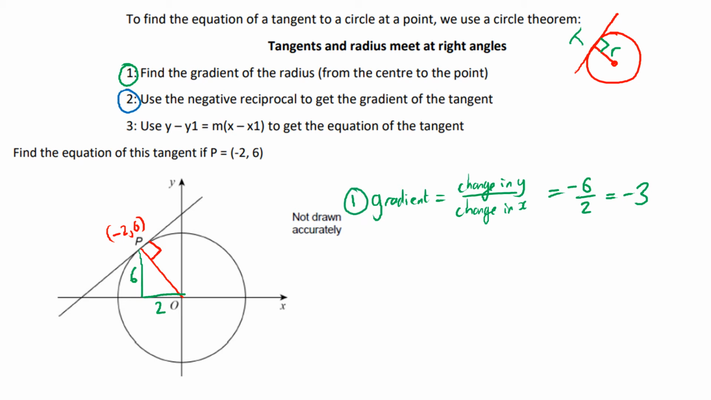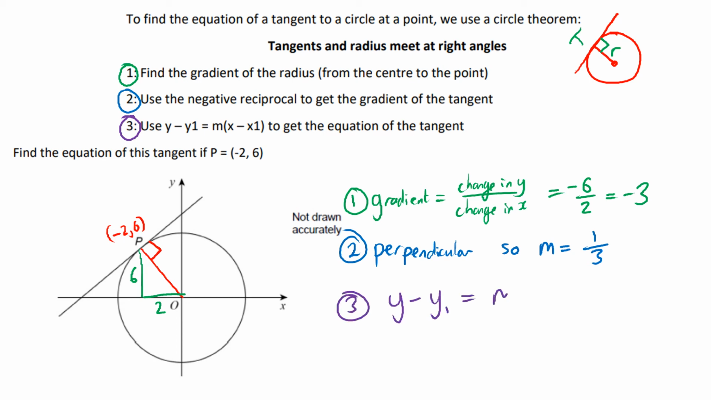We're then going to use step 2, which is to use the fact that these two lines are at right angles, so they're perpendicular. And perpendicular means that the gradient we actually want to use, because we want to find the equation of the tangent here, is the negative reciprocal of what we just found. So m is not -3, it'll be positive, and it'll flip over to a third. Okay? And then the third step is to use our general equation of a line, so that's y - y1 = m(x - x1). And we're using m = 1/3 because we worked that out just now.